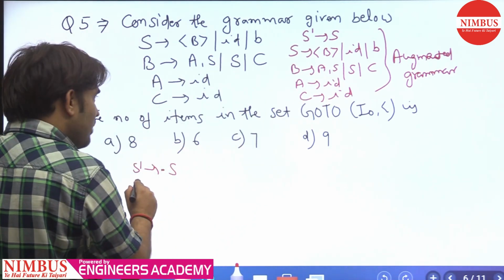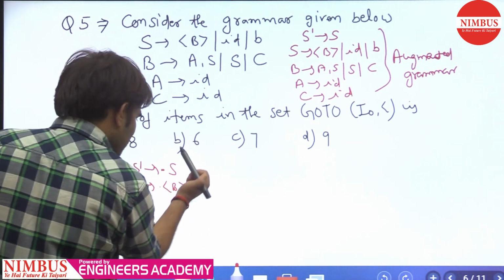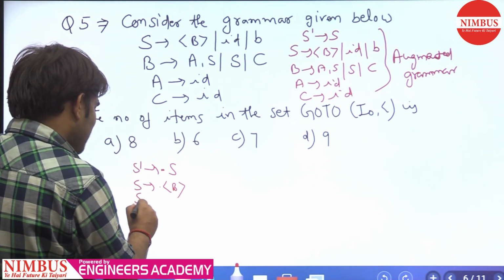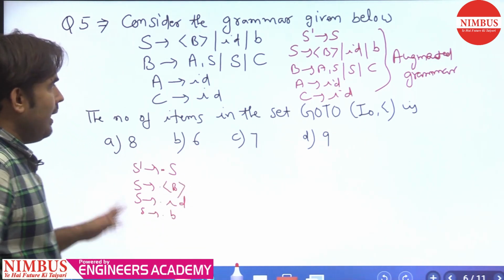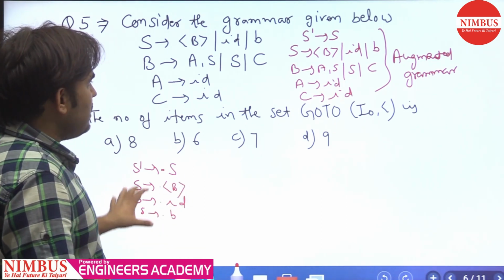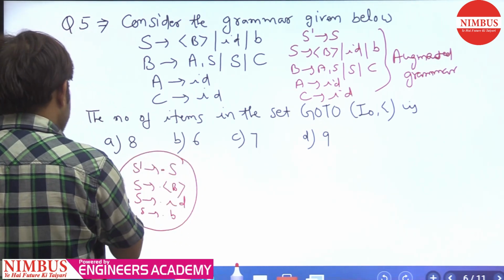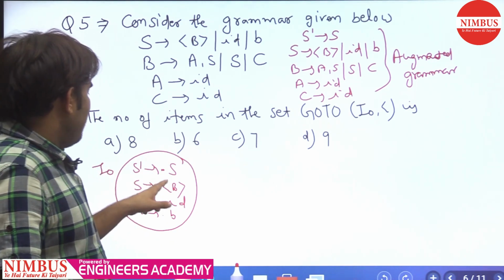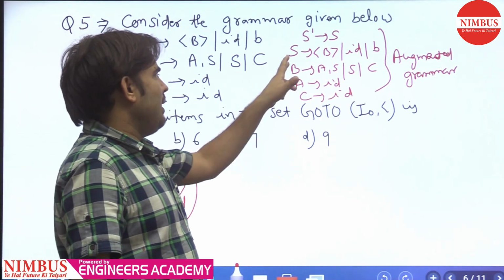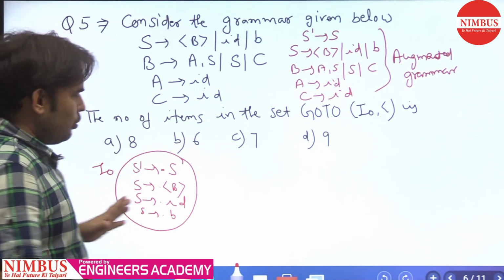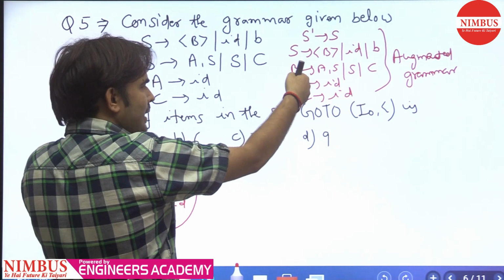तो S से हमारा यहाँ पे क्या क्या स्टार्ट हो रहा है, S tends to dot id, S tends to dot B. Okay, so this is all about the I naught state, because here we are not getting the dot in front of any variable like B, A and C.